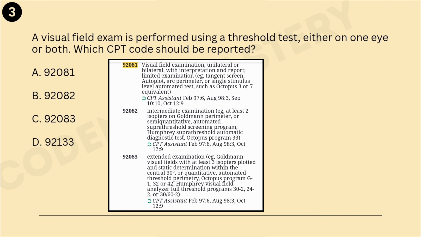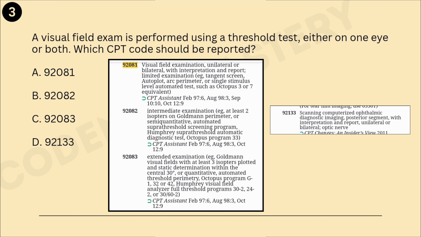And 92133 is for scanning computerized ophthalmic diagnostic imaging, posterior segment with interpretation and report, unilateral or bilateral optic nerve. In the question, they have given a visual field exam performed using a threshold test either on one eye or both. So what is the correct code? The correct code is 92083 because it is for extended examination.